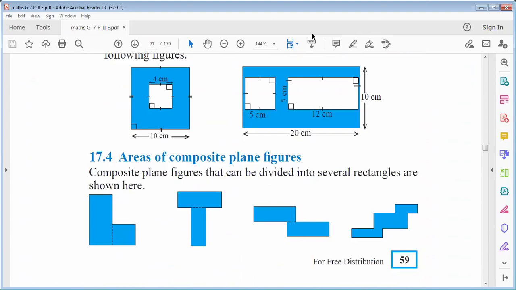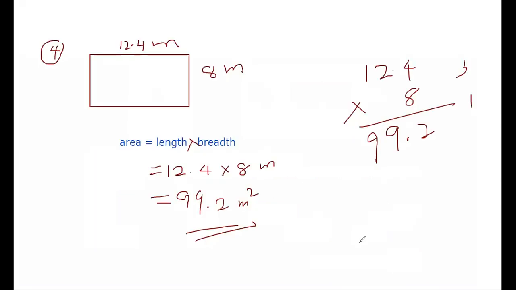Right, then write down the next subtopic: areas of composite plane figures. Look at what the questions are and how we can do questions like these. Composite plane figures. What does composite mean? Two plane figures are joined.